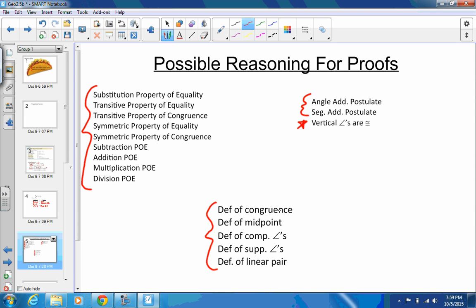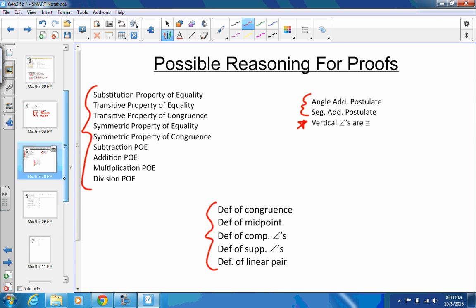The definition of congruence. So if two things are congruent, then their measures are also equal. Definition of midpoint, knowing that the point that is in the middle of a segment would bisect the segment, so the two segments that it cuts in half would be congruent. That's part of the definition of midpoint. Definition of complementary and supplementary angles, and then of linear pair. So remember, linear pair is two adjacent angles right next to each other that would form a straight angle. So they'd be supplementary. That comes straight from the definition of a linear pair.